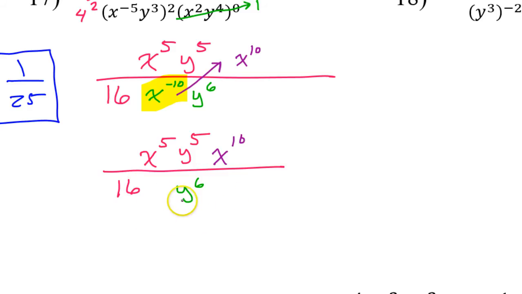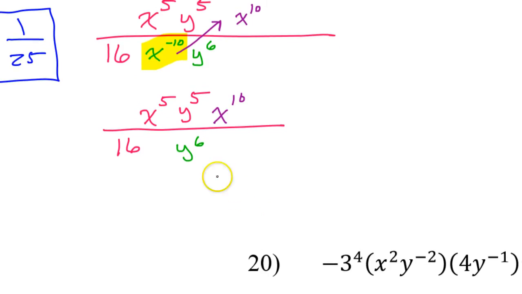Now it's time to simplify some more. Now these x's are up here together and whatnot. So I might as well put them together. So that gives me x to the 15th power. I'm adding those exponents. And that's y to the 5th power over 16 y to the 6th power.